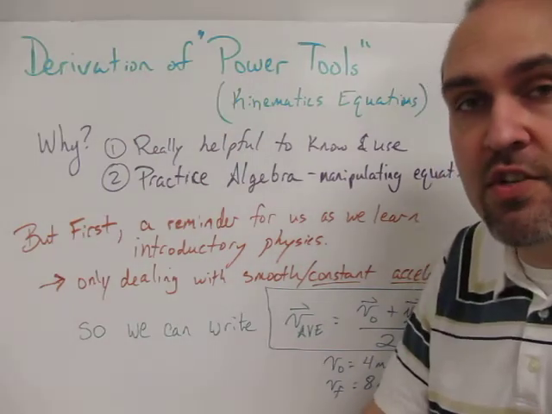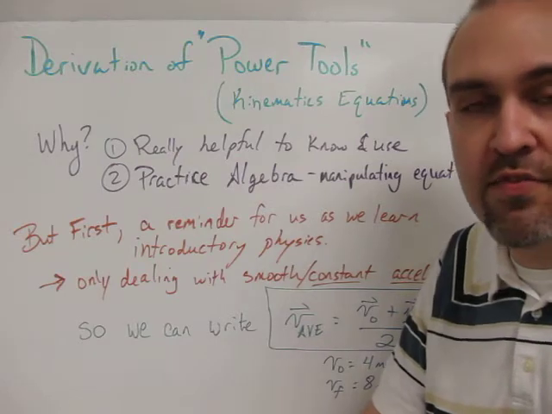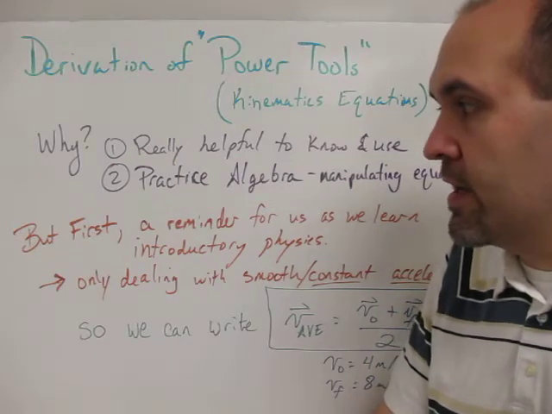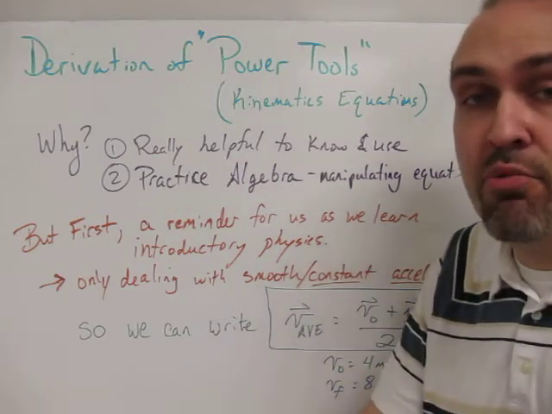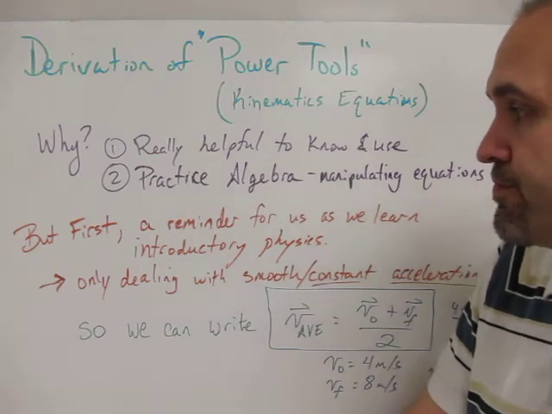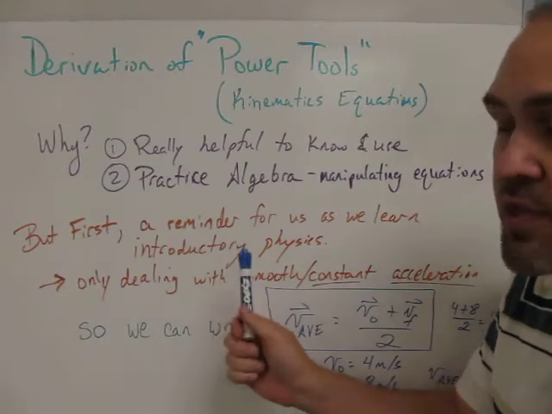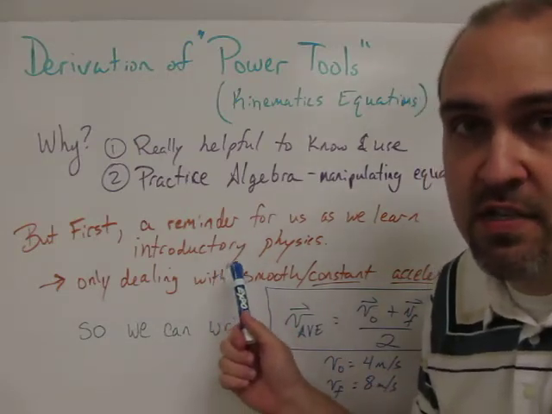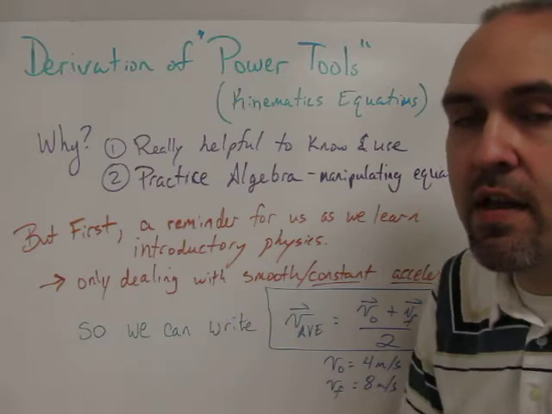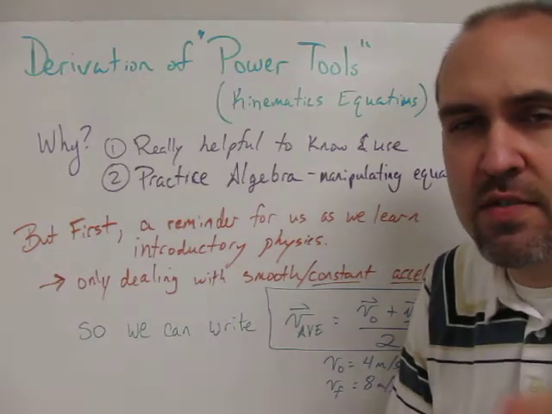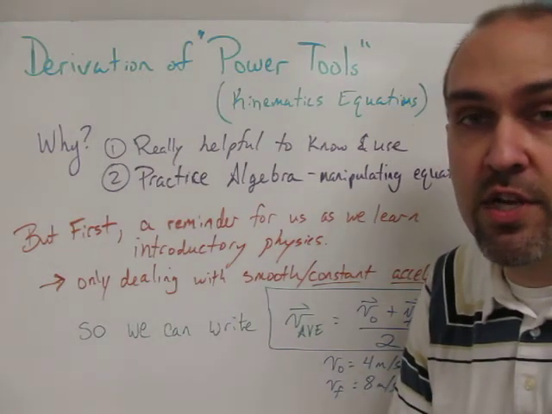And they come from the definition of the concepts we've been working with: average velocity, acceleration, and the like. And also it gets us to practice some algebra. First, since we're just dealing with introductory physics in these videos, we're only talking about acceleration that's uniform. That is a smooth, constant acceleration.